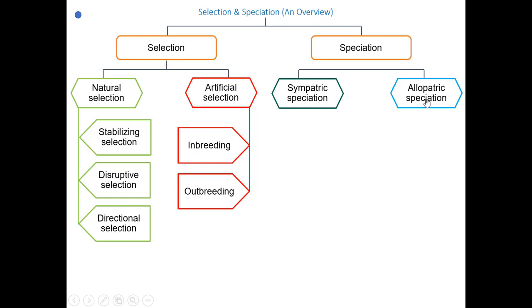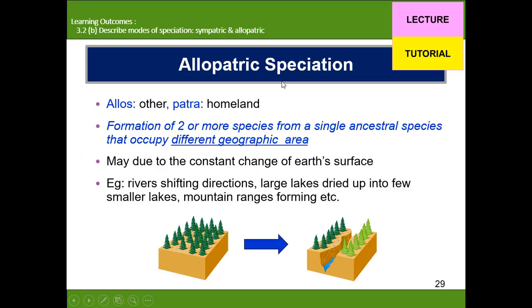What is allopatric speciation? Allopatric speciation is the formation of two or more species from a single ancestral species that occupy different geographic areas. This may be due to the constant change of Earth's surface, rivers shifting directions, large lakes drying up into a few smaller lakes, or mountain ranges forming.